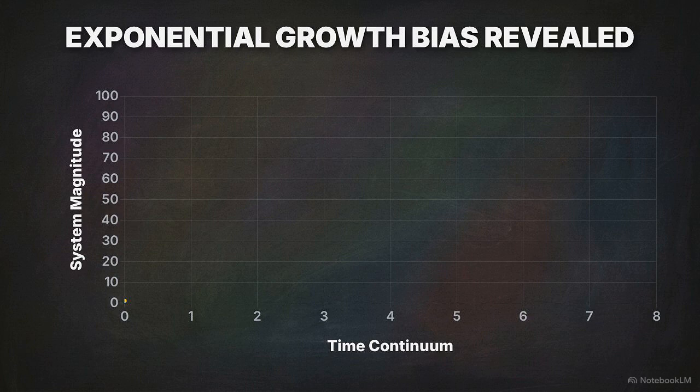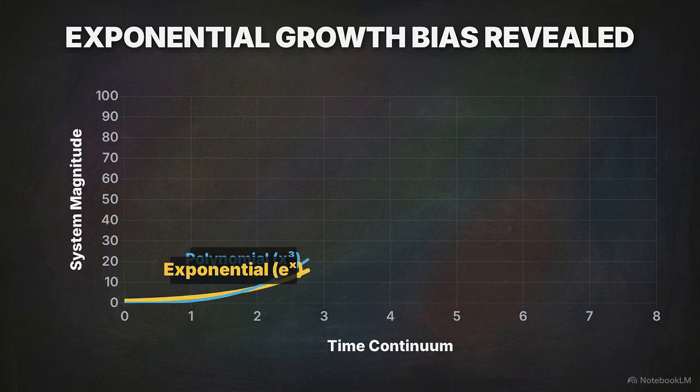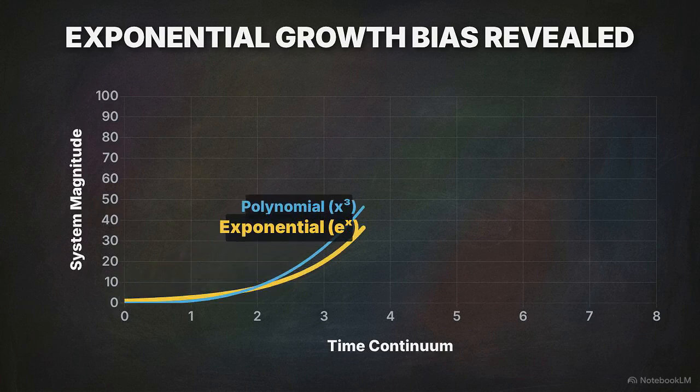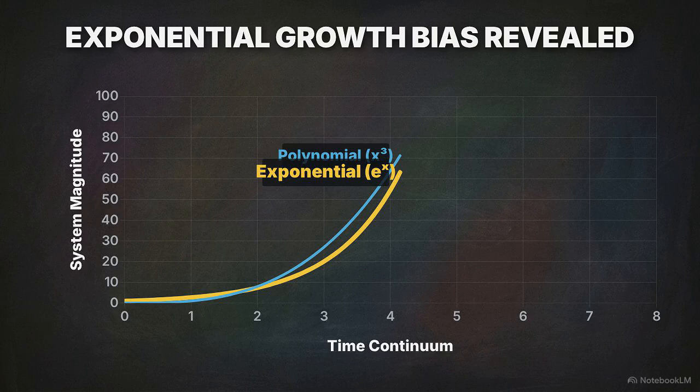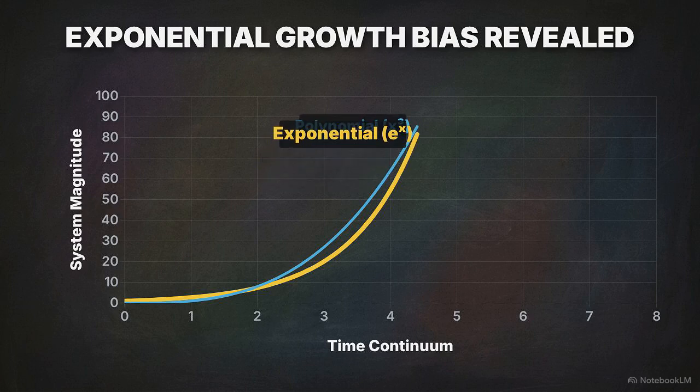These coordinate planes show a direct mathematical comparison. People routinely use the word exponential as a generic synonym for anything that increases rapidly. But speed alone does not define an exponential system. On the left is a polynomial function, x cubed. On the right, an exponential function, e to the power of x.